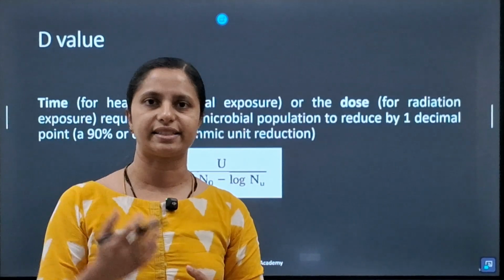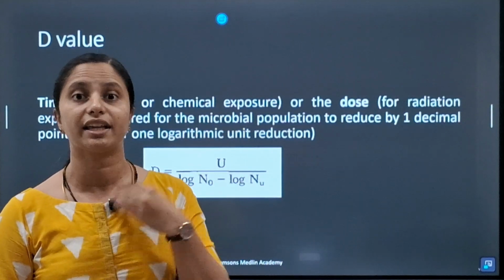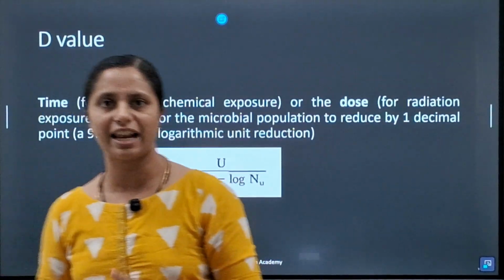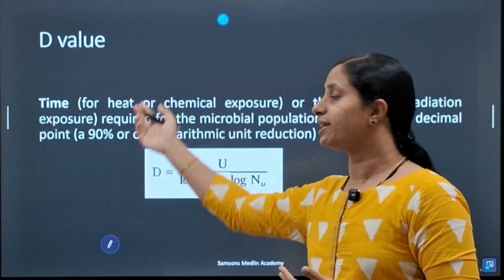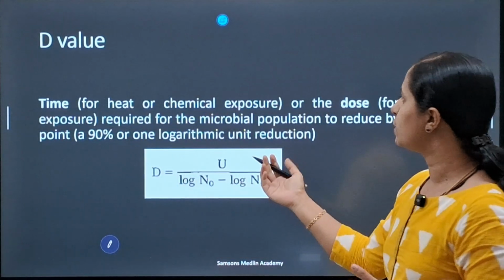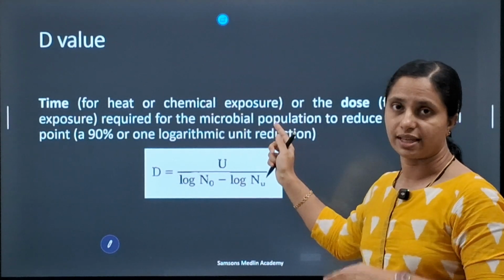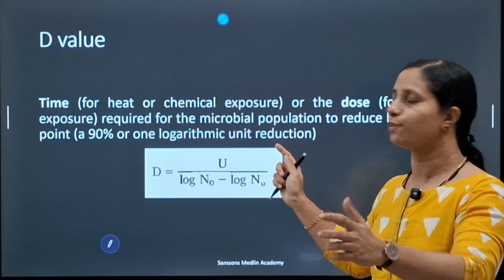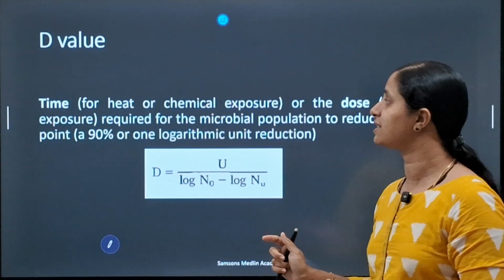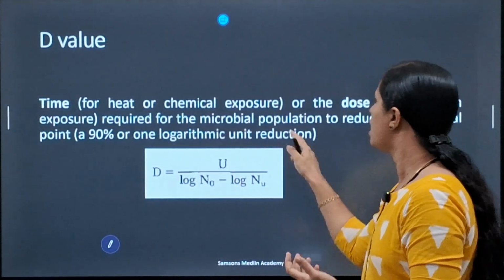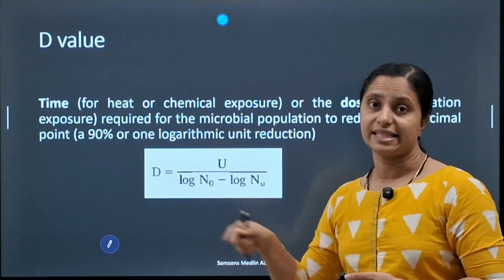So finished that topic, that is mechanisms of sterilization, different types of sterilization and applications of sterilization. Now we will see some values in connection with the sterilization. First and most important is D value. So what is D value? It is the time for heat or chemical exposure. See, in the case of heat sterilization method or in the case of chemical sterilization method, for example, ethylene oxide sterilization, it is a time required for the microbial population to reduce by 1 decimal point.